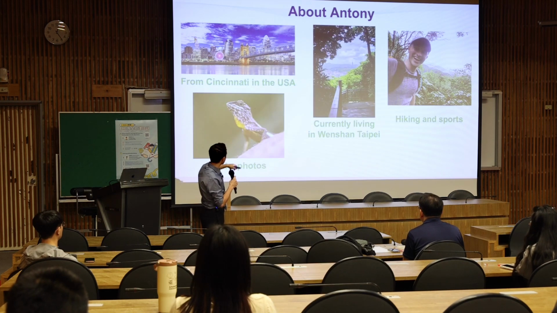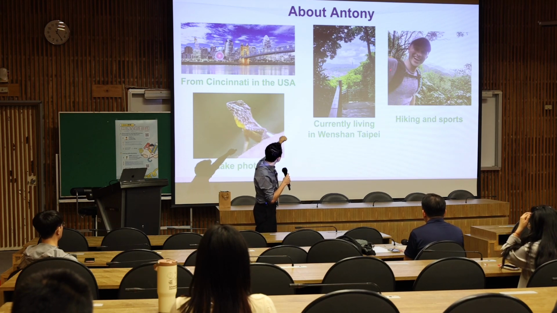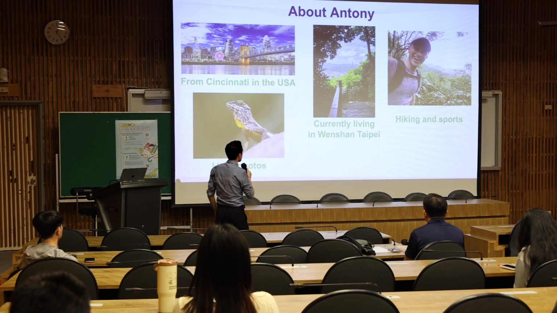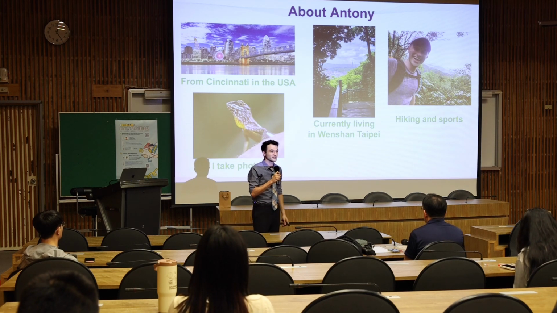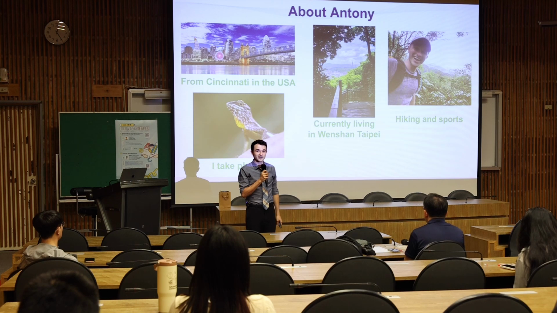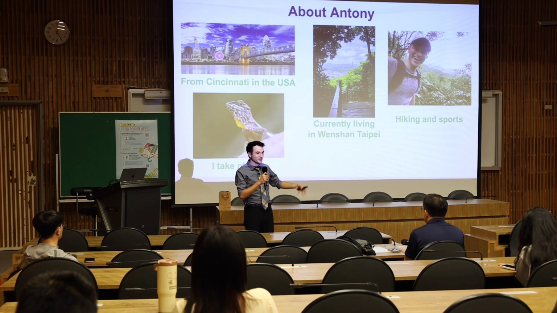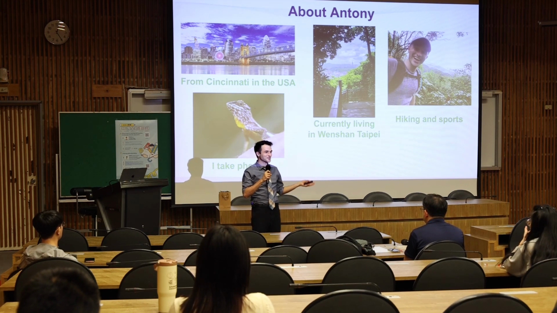I'm from Cincinnati, Ohio. I currently live in Wenshan, just around the hill. This little green mountain right there, we're just on the other side of that right now. So that's just the border. I hike all around Taiwan and do sports, and my hobby is I take photos of insects and little animals. Taiwan is a great place to be. Taiwan is known as one of the butterfly capitals of the world. My Taiwanese friends did not know that, but all my foreigner friends do. So it's a beautiful place to be.